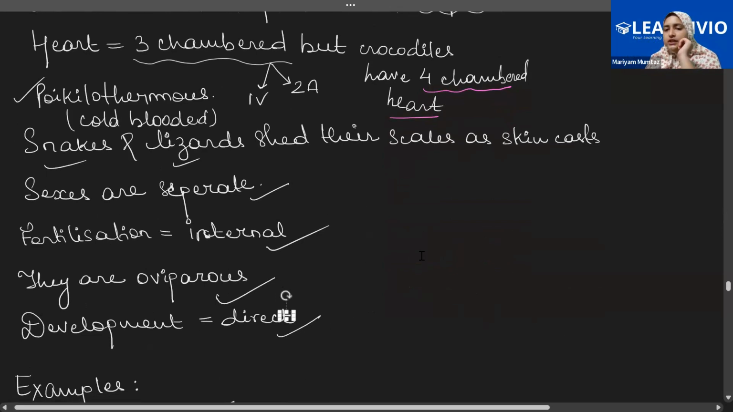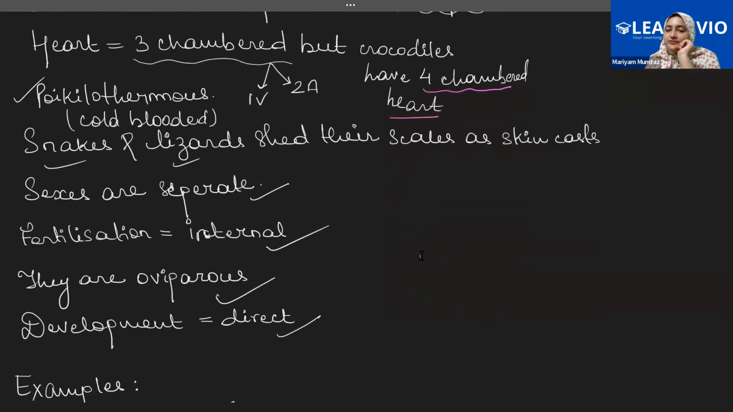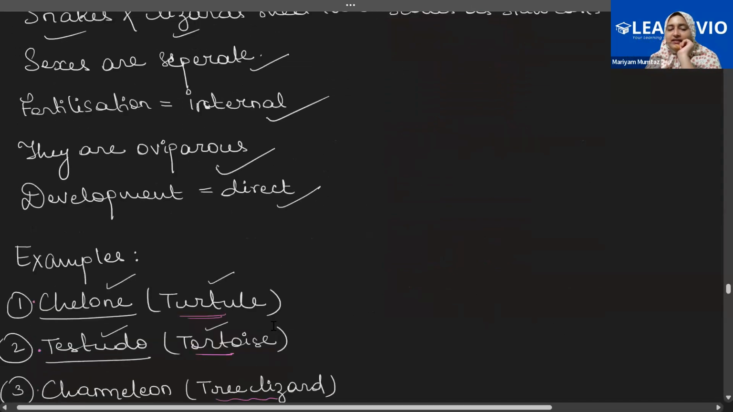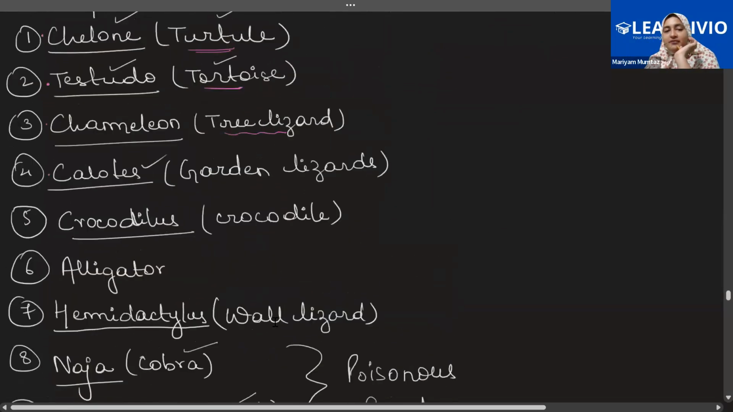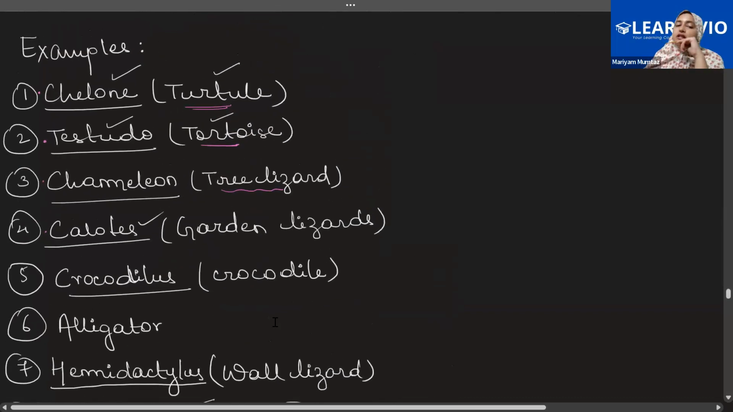Oviparous means they lay eggs, and the development is direct. No larval stages there. Now, they have a lot of examples. We have chelone, that is turtle.